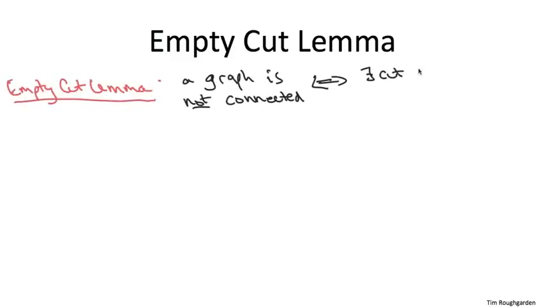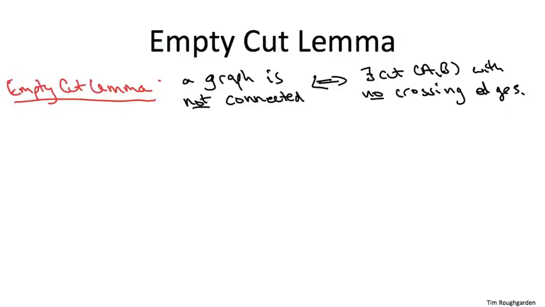The first of these 3 properties about cuts I'm going to call the empty cut lemma. The point of the empty cut lemma is to give us a characterization, a new way of saying when a graph is connected. So in particular, I'm going to phrase it in terms of a graph being not connected. And the claim is that a graph is not connected if and only if we can find a cut of the graph that has no edges crossing it. So remember how we defined a graph being connected? That means for any two vertices in the graph, we can find a path in the graph from one vertex to the other.